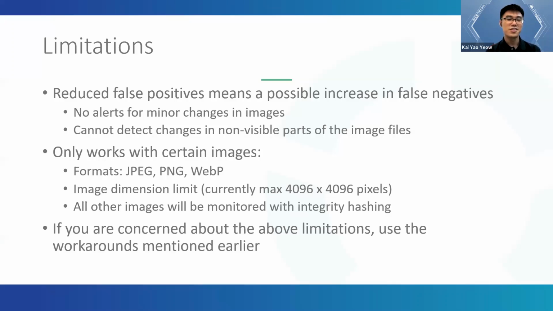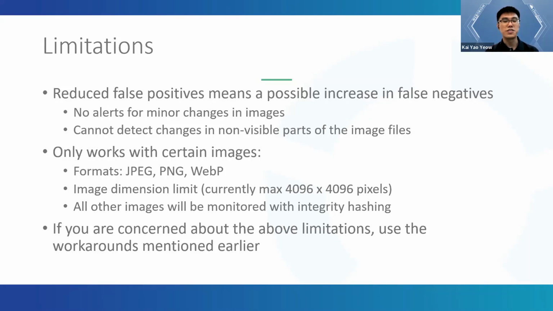Yep. So if I move on, let's share some limitations of this Smart Image Hash feature. So one thing to note is that reduced false positives means there's a possible increase in false negatives. The Smart Image Hash doesn't look at the actual image file, but rather looks at how it appears to the human, which means that for minor changes, you may not receive an alert. This is like how, if I add 1 pixel, you actually cannot notice it. So similarly, our Smart Image Hash will not alert. So this is something to take note of.